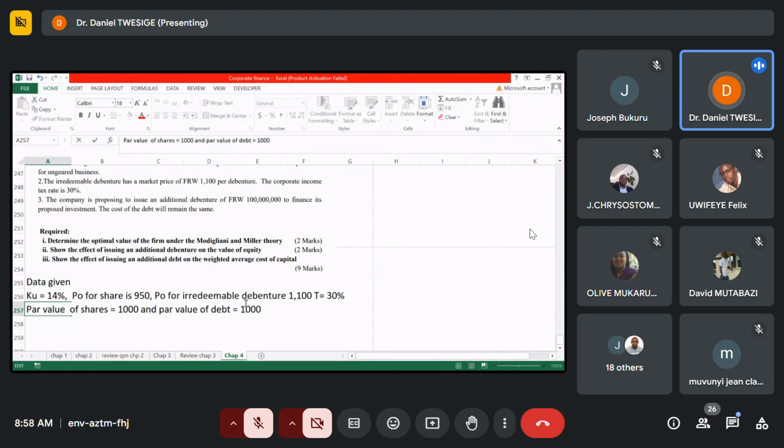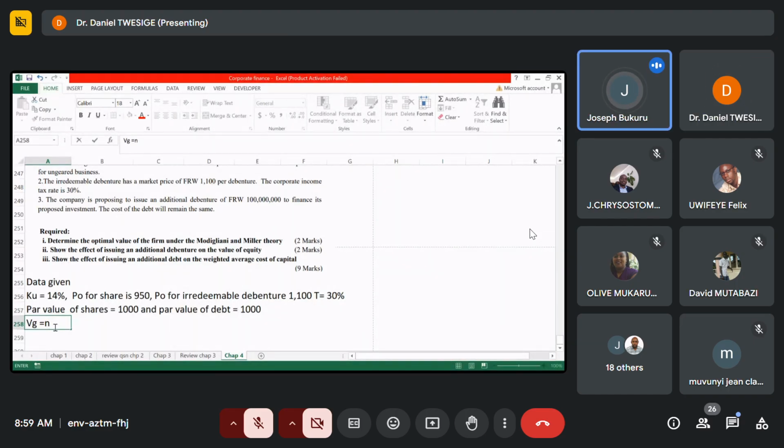Now, if we are answering, determine the optimal value of the firm under the Modigliani and Miller theory. Remember, when we are determining the optimal value, you are using Modigliani and Miller. Why? Because there is tax. You are looking at Modigliani and Miller with tax. Okay.